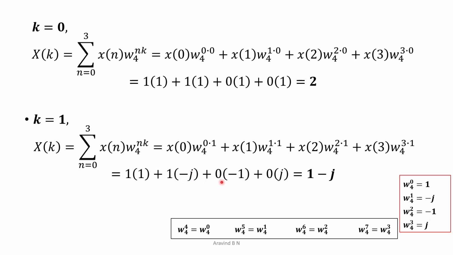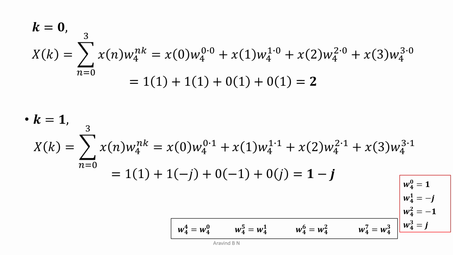Then x of 2 is 0. Omega 4 power 2 value is minus 1, substituted here. Then x of 3 is equal to once again 0, given in the question itself. Omega 4 power 3 is equal to j, that is being substituted here. So these two will become equal to 0. 0 multiplied with anything is equal to 0. Then this one, 1 into 1, 1. 1 into minus j we are going to have. So after simplifying this, we are going to get the value 1 minus j as the answer.